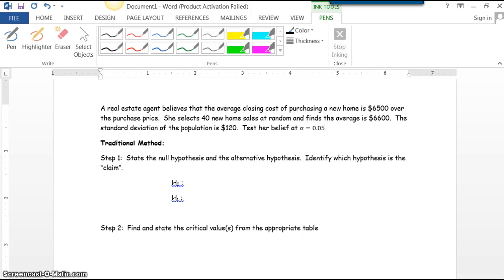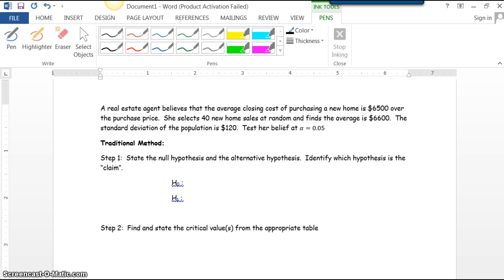This is an example of a hypothesis test for mu using the traditional method. A real estate agent believes that the average closing cost of purchasing a new home is $6,500 over the purchase price. So she selects 40 new home sales at random and finds that their average closing cost is $6,600, and the standard deviation of the population is known to be $120. We'd like to test her belief at the alpha .05 level.